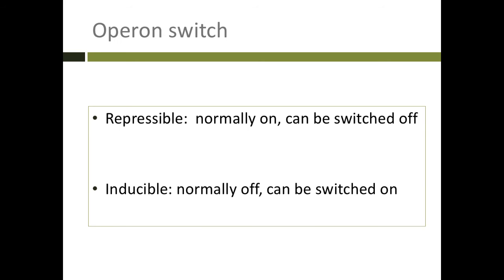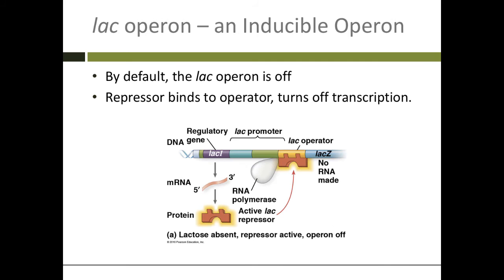There are two types of operons. A repressible operon is one which is normally on, but you can use the operator to switch it off. An inducible one is normally off, but you can use the operator to switch it on. Let's talk about the lac operon. This is an inducible operon. The lac genes in the lac operon code for enzymes to break down lactose.